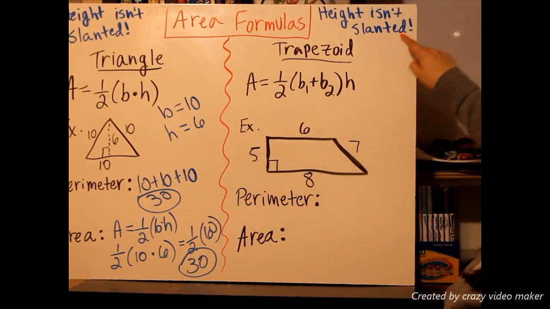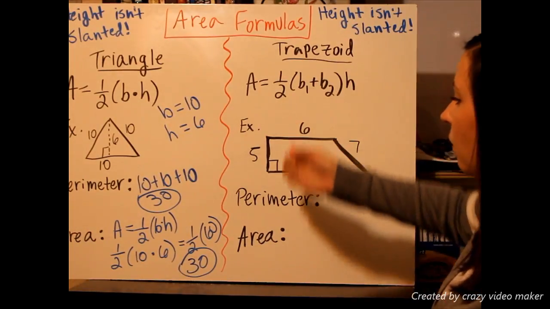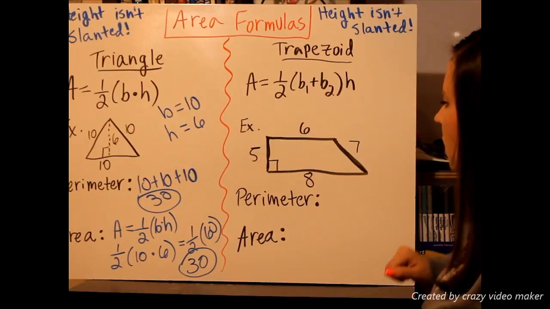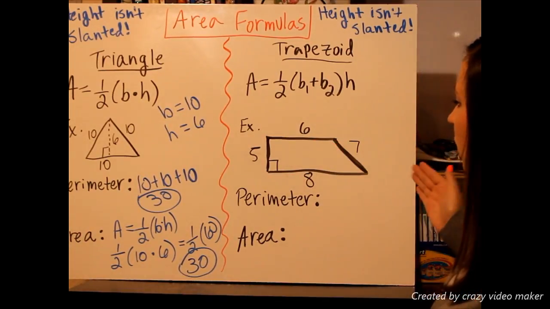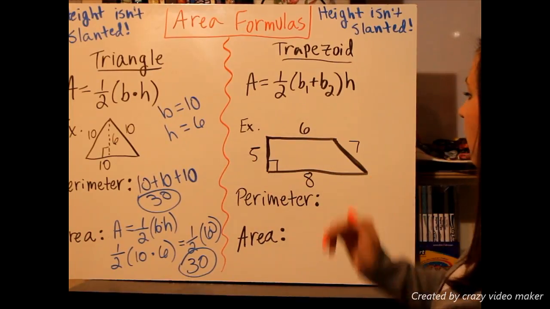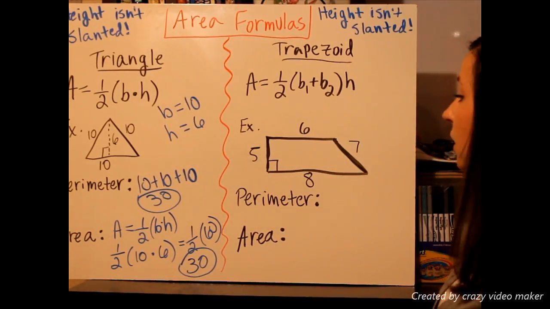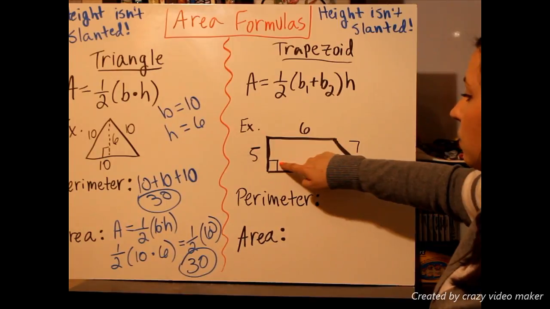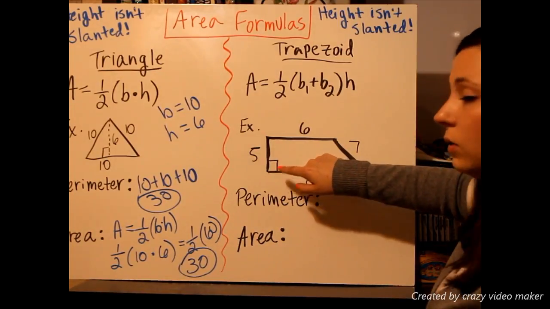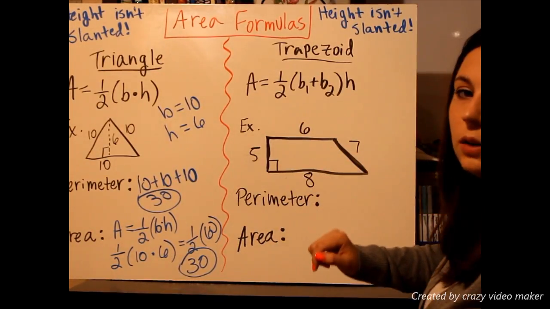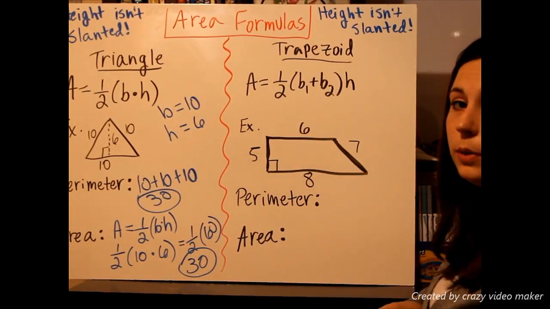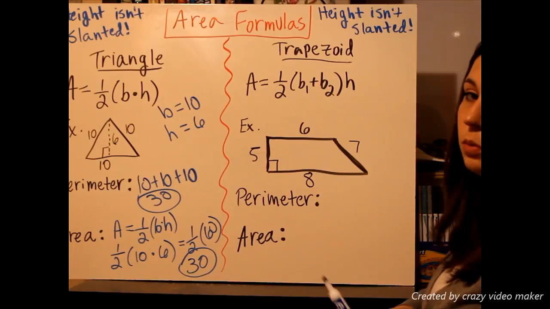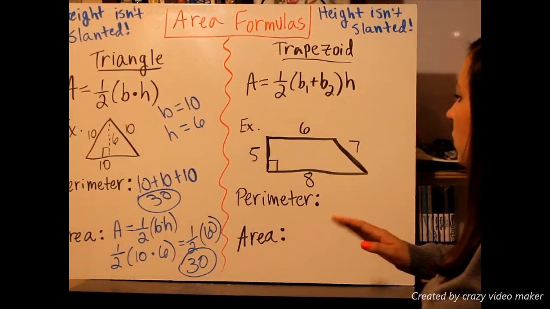Your height, again, is not slanted. It is straight up and down when you're looking at your bases. So you look here, base 1, base 2. Which one of these measurements, the 5 or the 7, is straight up and down compared to them? Well, the 5. And again, it's marked here with this right angle. If they give you a right angle, they've identified your height for you. You're good. 7, the only reason why you will be using the 7 is to calculate the perimeter. And that's it. So we're going to go on ahead.